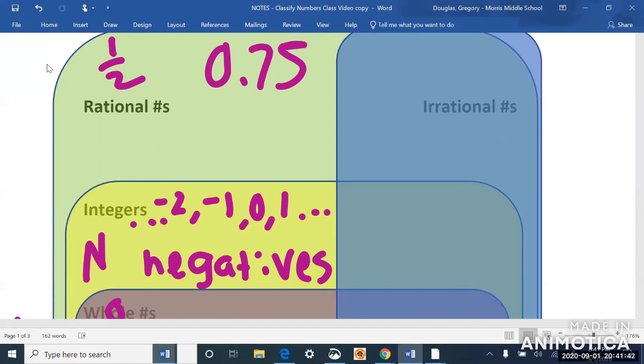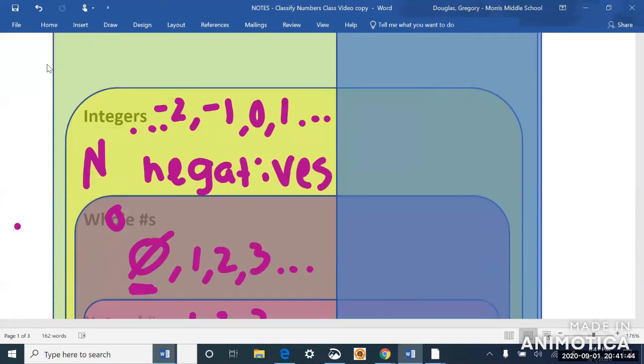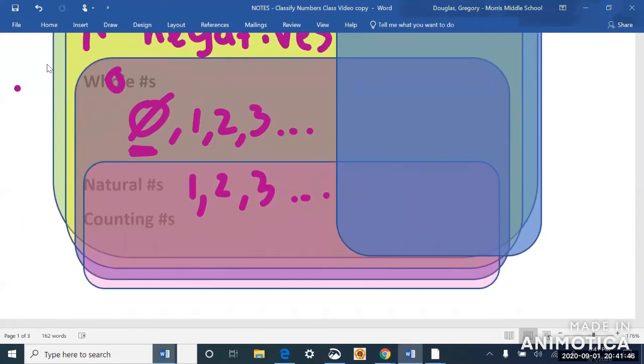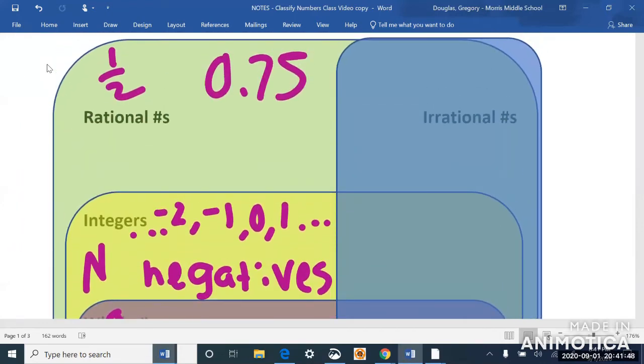That's its own number set, rational numbers. Now it does still include everything else. Everything else is still inside rational numbers. That's the big set, okay? So it includes 1, 2, 3, it includes 0, and it includes these negatives, but it also has decimals and fractions.